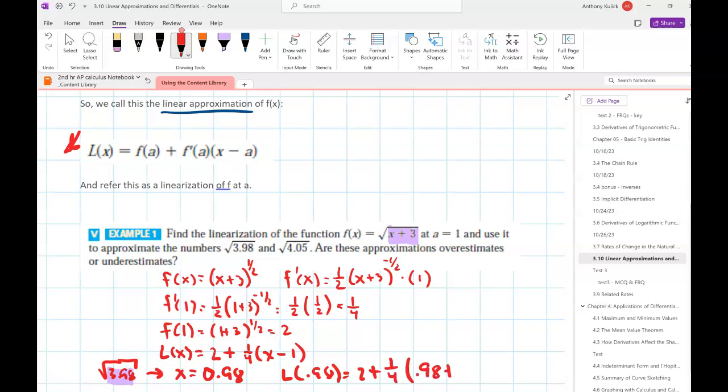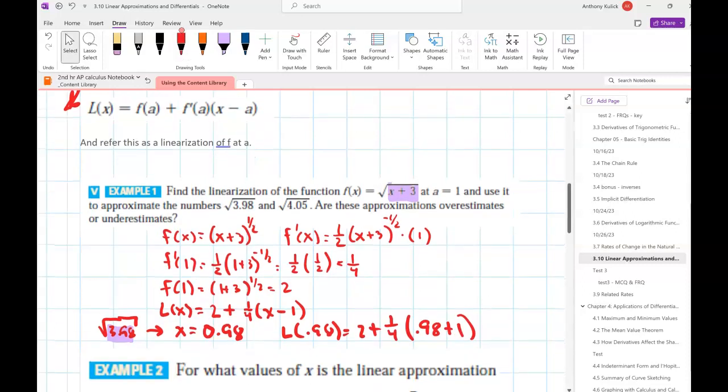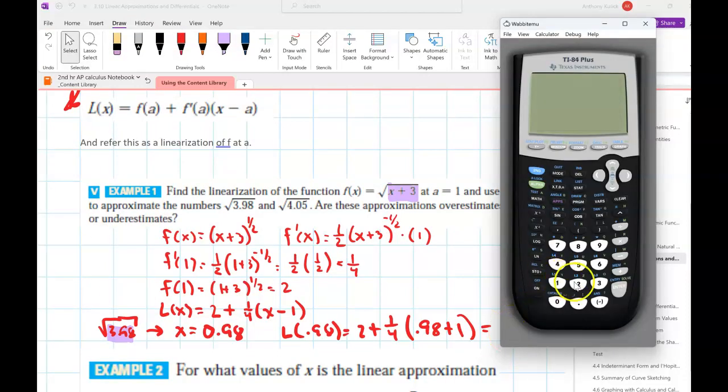So you did 3.98 minus 3, and then you plug it back in for x. What do you mean x? Like you find x, 3.98 minus 3, and then you plug it back in. The square root of that is 0.98, and then you just plug that in. I know, that's not what I did.